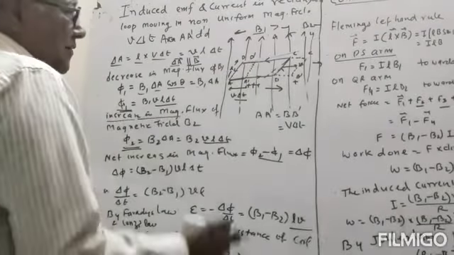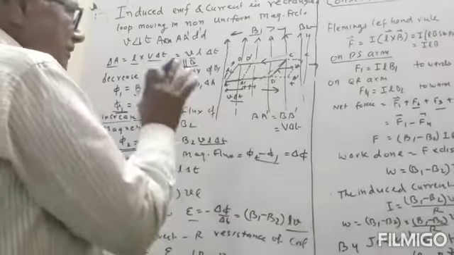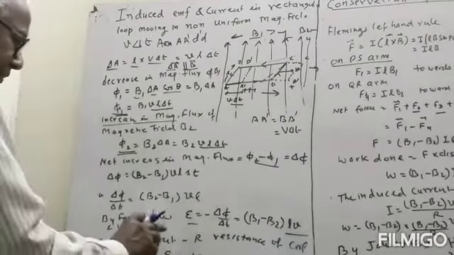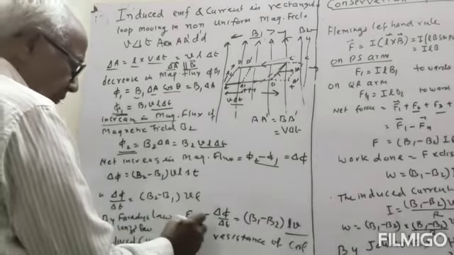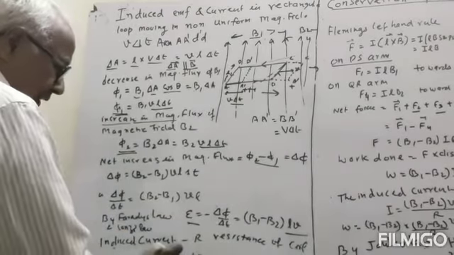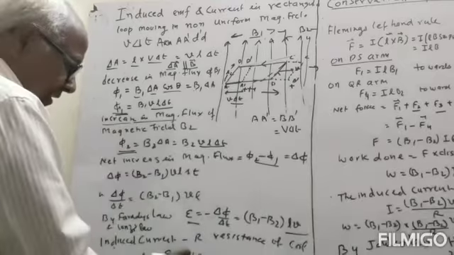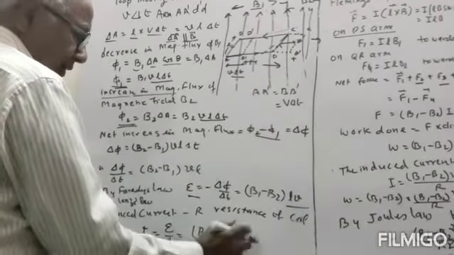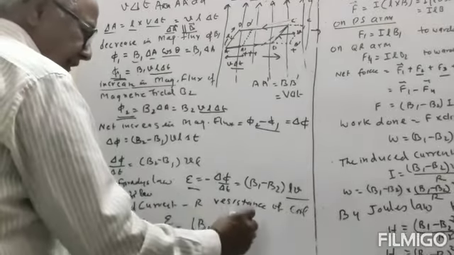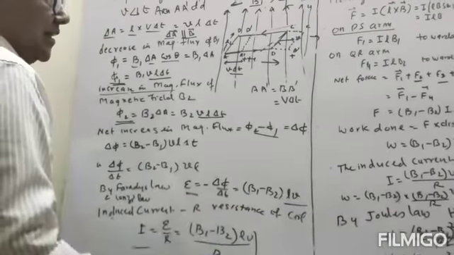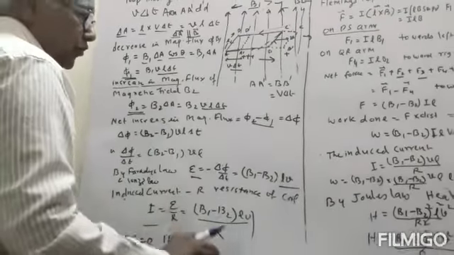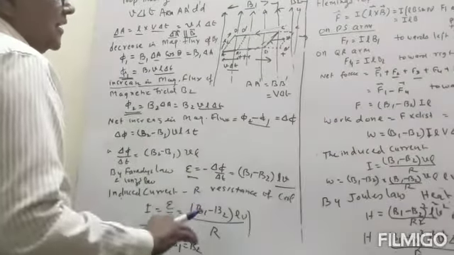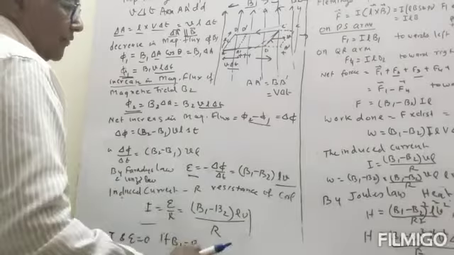The current will depend upon the resistance. If the resistance of this ABCD coil is R, then the induced current will be equal to EMF divided by R, that is B1 minus B2 into L into v divided by R. This will be the value of the induced current which flows in the coil due to its motion in the non-uniform magnetic field.